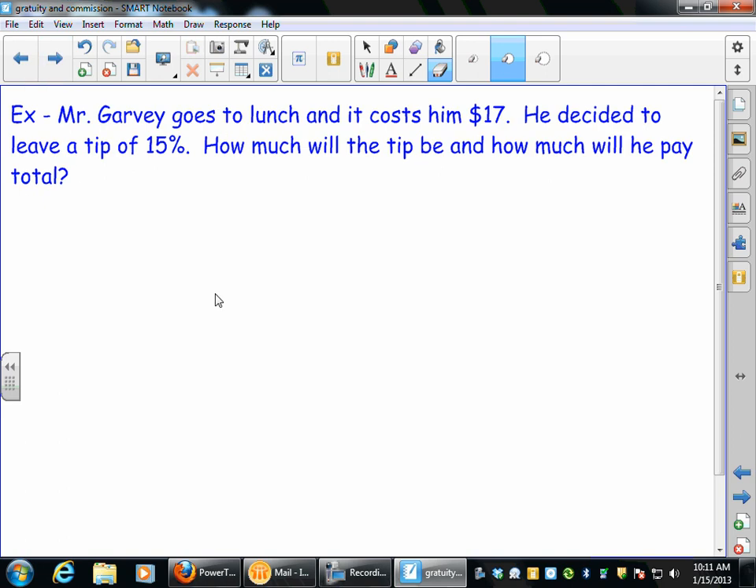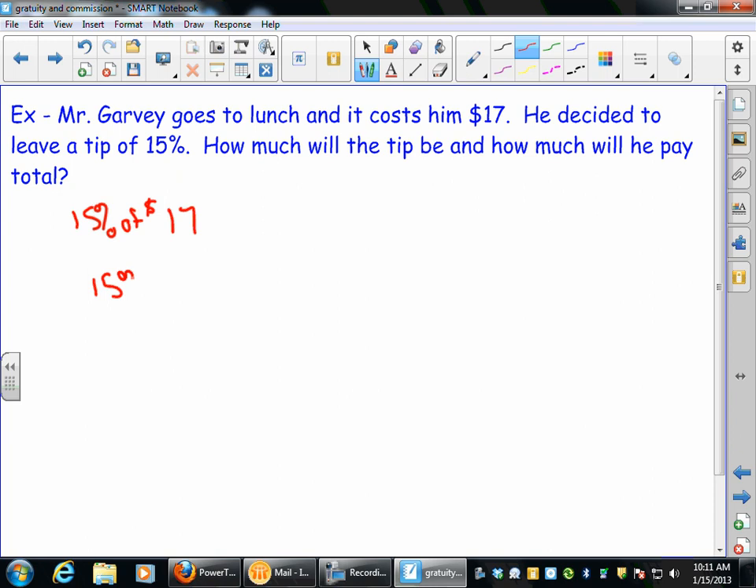Mr. Garvey goes to lunch and it costs him $17. He decided to leave a tip of 15%. How much will the tip be and how much will he pay total? Well, it's really pretty easy. If he goes and it's $17 and we want to leave 15% tip, we're trying to find 15% of $17. Just like we've been doing, that means we're going to have to multiply.